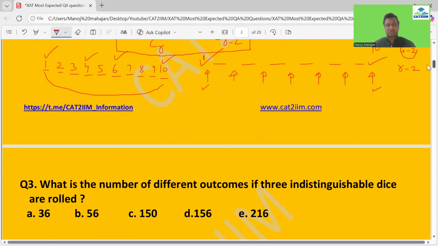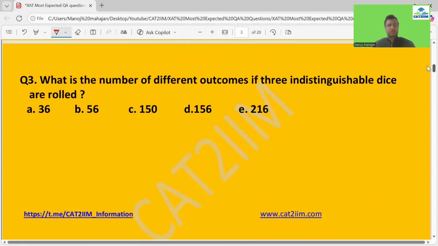Let's move to the next question now. So again, I'll ask you to spend some time and then see what is the answer you are able to figure out. Now, what is the number of different outcomes? This is a previous year's question.